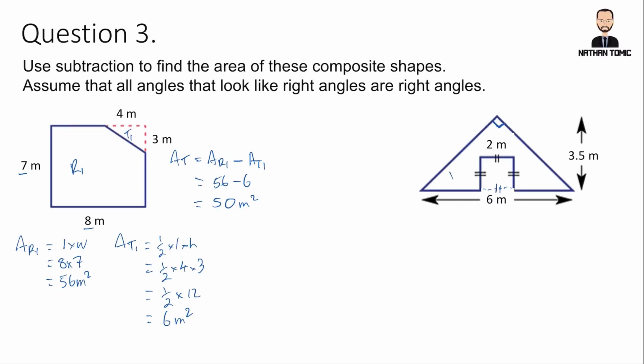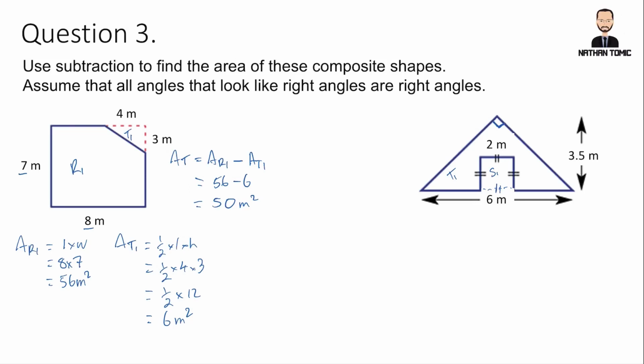So let's call this T1, and I'll call this S1 for square 1. Let's start by looking at the triangle. We have one measurement here being 6 meters. We'll call this our base. And our height is provided here at 3.5.